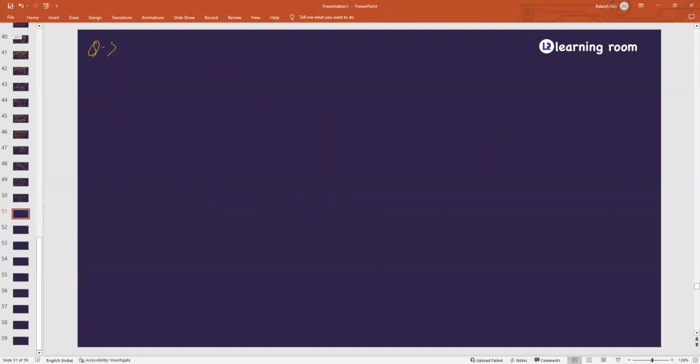So the next question says: find the 10th term and the sum of the first 7 terms of the GP 2, 4, 8, and so on. Let us solve this.